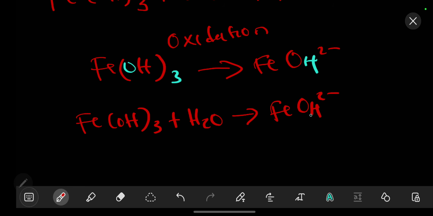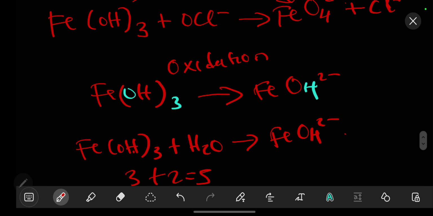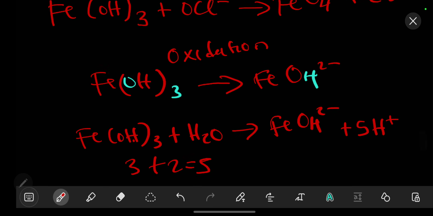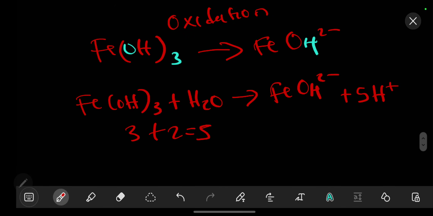So we have 4. Now we are going to add our hydrogens. As we can see, we have 3 hydrogens plus these 2 hydrogens, which give us 5. It means we are going to add on the other side 5 hydrogens like that. So we have balanced the number of hydrogens.